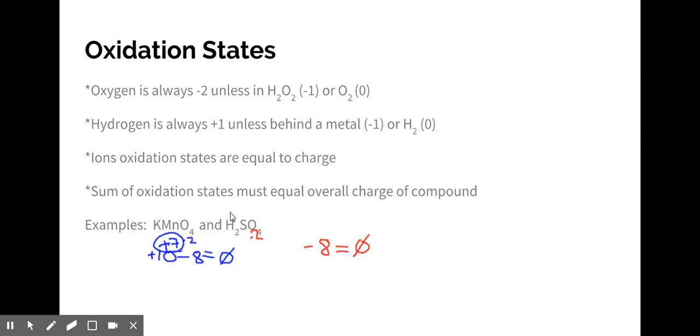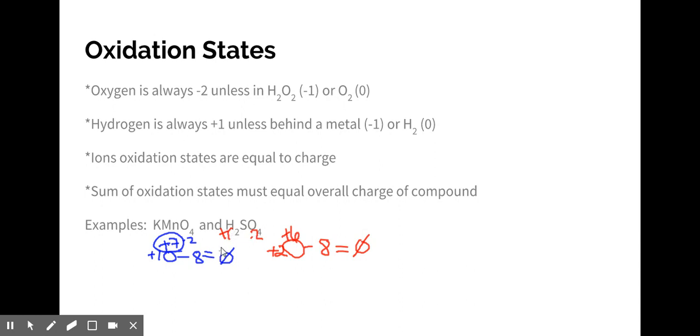Now, since there's 3 squished together, I work on this front element. Hydrogen has a rule that it's always +1 unless it's by itself or it's behind a metal. So that means that each hydrogen here is +1. Since there's 2 of them, my overall charge is +2. So now you got to say +2 plus something else -8 is equal to 0. So that oxidation state for sulfur will be +6.